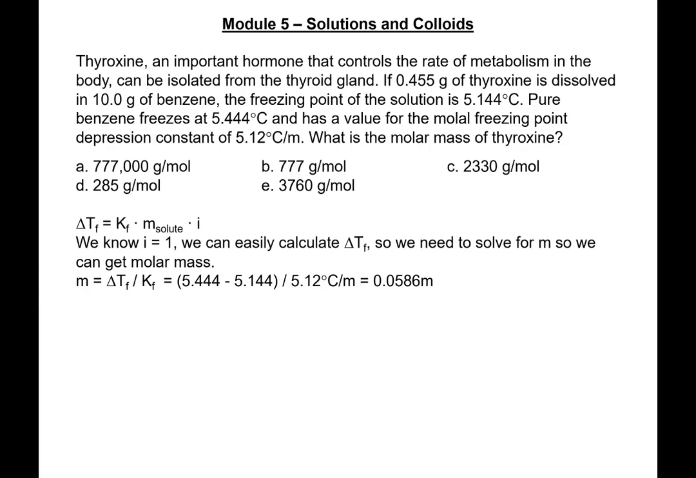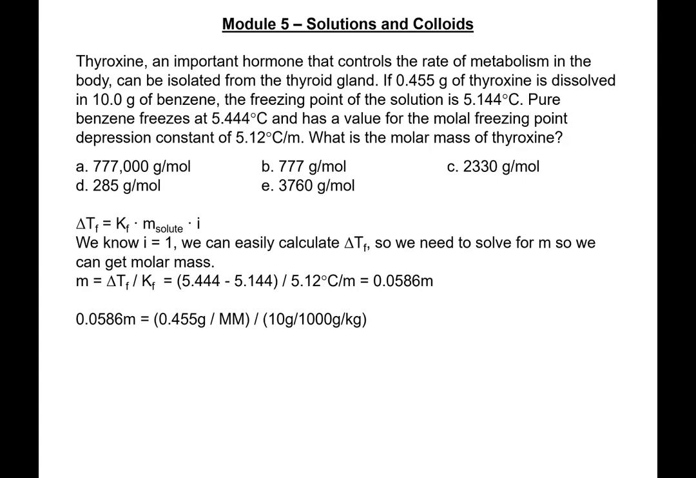So I get the difference in the T's giving me the delta T, divided by my Kf, 5.12, and that's 0.0586 molal. Now, what does that consist of? Well, it's 0.455 grams of the hormone divided by its molar mass. MM is the thing we don't know, the thing we're looking for.